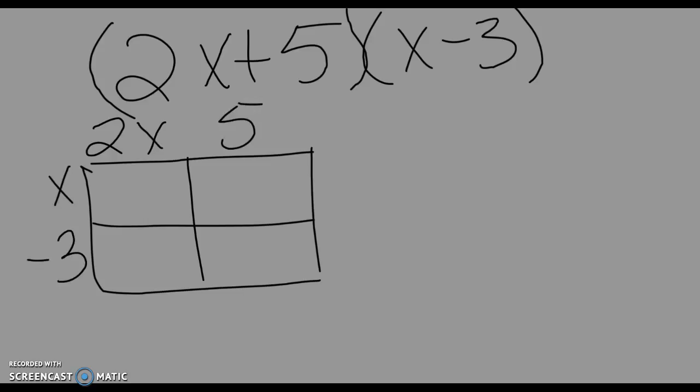And what I've made is basically a multiplication table. So x times 2x, x times 5, negative 3 times 2x, negative 3 times 5.